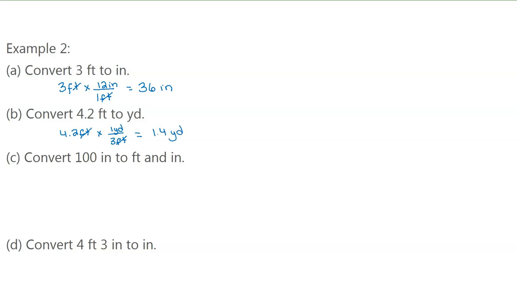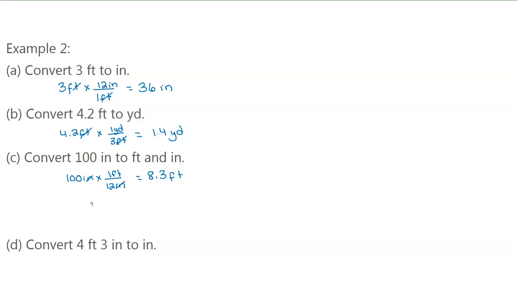Now in C, I have to convert 100 inches into feet and inches. So there's so many feet in 100 inches, but there's going to be some inches left over. So let's look at how we do this one. We'll start off the same by multiplying by a fraction. So I'll multiply by 1 foot over 12 inches. And when I do 100 divided by 12 on the calculator, I get 8.33333 repeating. I'll just round to 8.3.